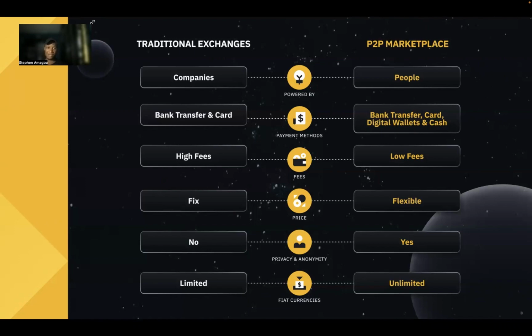With regards to fiat currencies, on traditional exchanges there could be limitations with the fiat currencies you could use, just like there are limitations in the payment options that you can use. But on a P2P platform, it is unlimited. As long as there's someone that is willing to accept that fiat currency, a deal can be done.